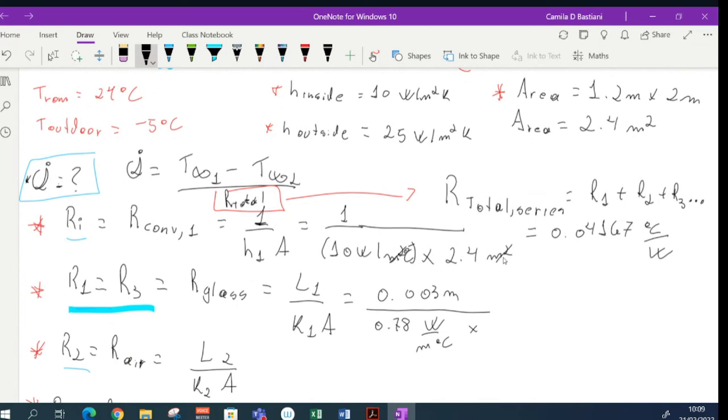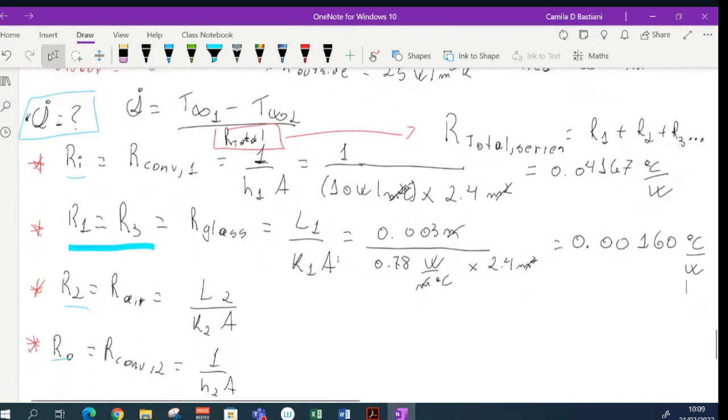Multiplied by the area, that is 2.4 meters square. Meter cancels with meters. So my resistance is going to be 0.00160 degrees Celsius per watt. I have my resistances 1 and 3.